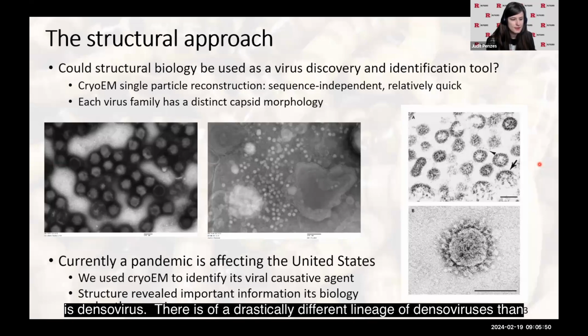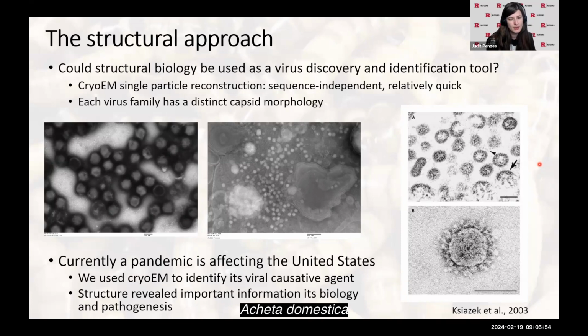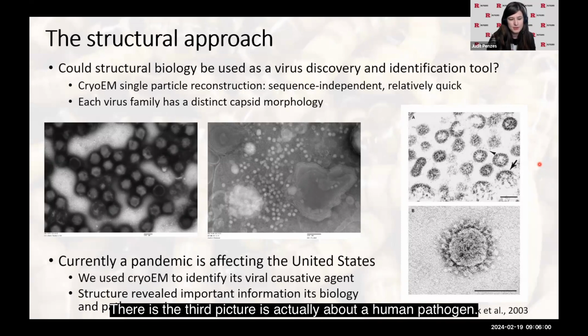This is a drastically different lineage of densoviruses than Acheta domesticus densovirus, which many of you might be familiar with. Whereas the third picture is actually about a human pathogen. This is the original SARS coronavirus, which was also detected by this methodology and associated with the original SARS outbreak.